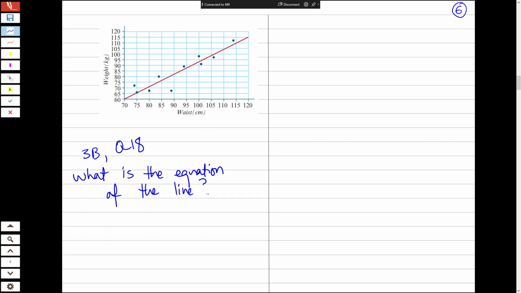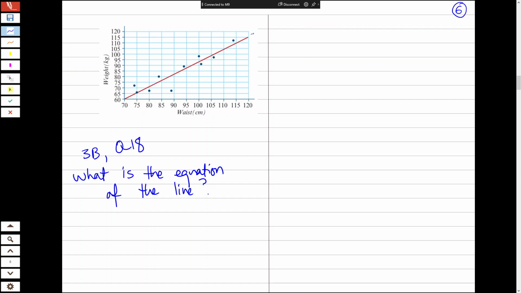So you can actually ignore the dots. You just need to look at the line. So the red line here. The question that we're asking is, what is the equation of this line?